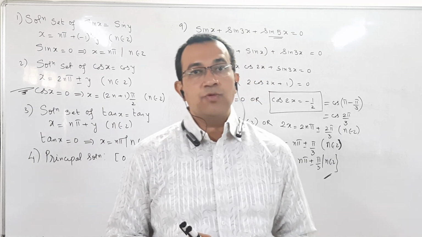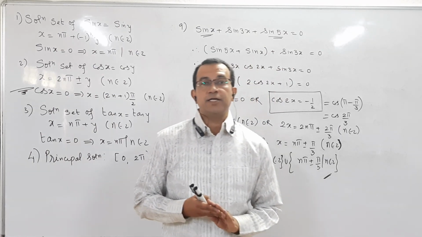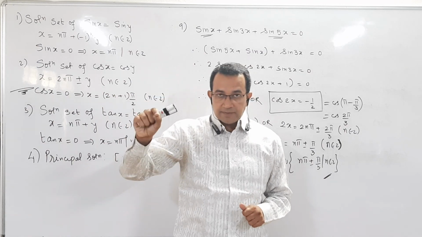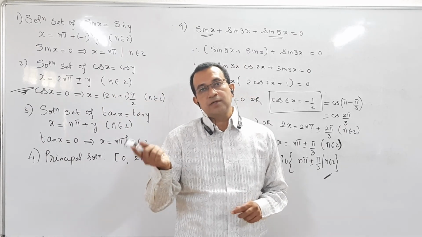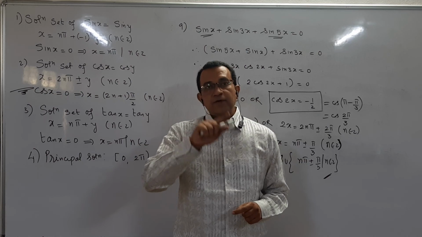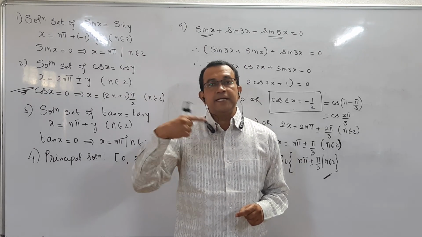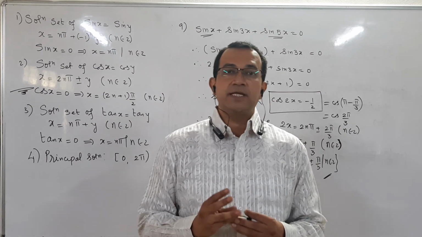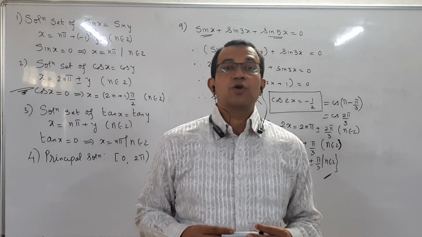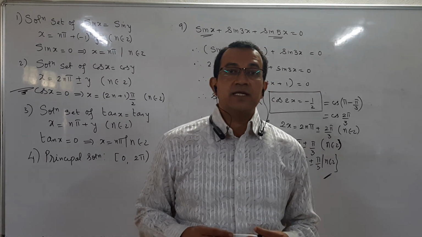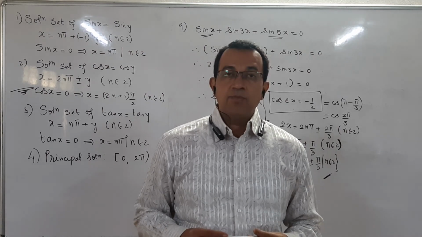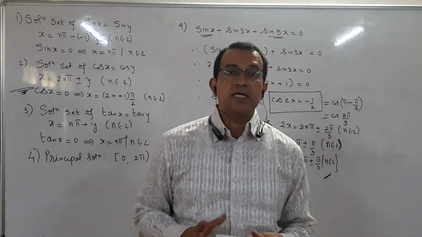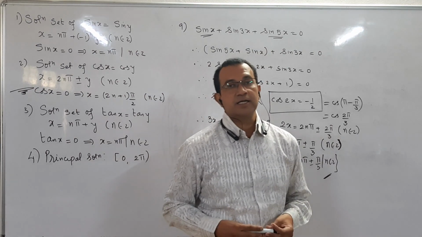Last point, once again I am reiterating. If your right hand side is a negative number in sine, write an acute angle with a negative sign. If the right hand side is a negative number in tan, write the negative number as an acute angle with a negative sign. In cos, if your right hand side is a negative number, modify it into a cos theta term where theta is an obtuse angle.